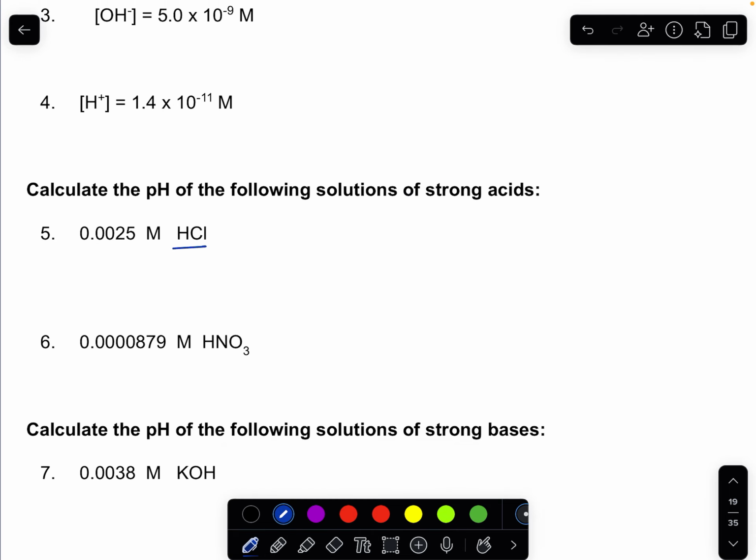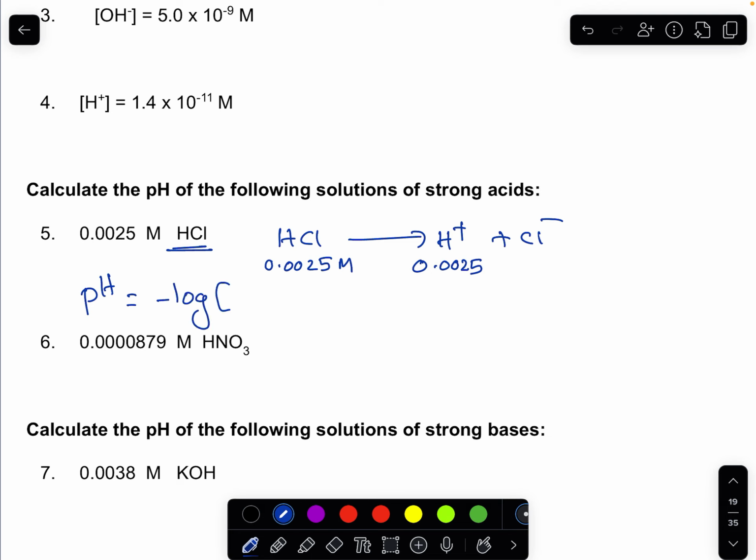And here, if it is HCl, remember HCl has H plus and Cl minus ions. So 0.0025 molar, then that means H plus will be the same amount. You don't need to write the equation. I'm saying if there is one hydrogen, the amount will be the same. So pH is equal to negative log of H plus, which is negative log of 0.0025, and calculate. Once you get pH, then pOH will be 14 minus whatever value you are getting.